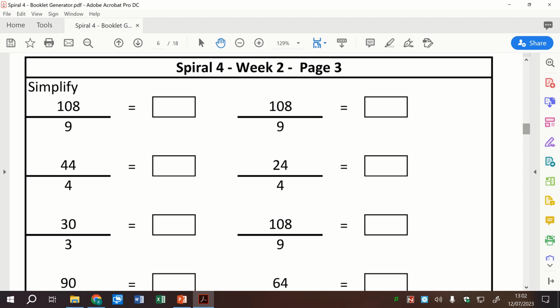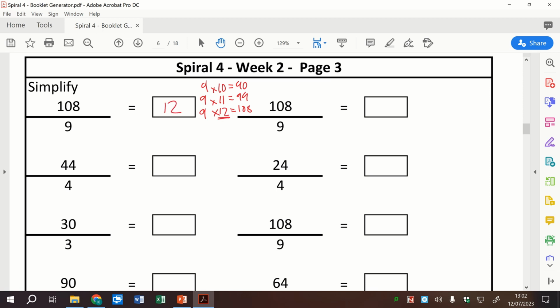So 108 divided by 9. So where does 108 come in the 9 times table? Well, let's just do a little checkup over here. I know that 9 times 10 equals 90, and 108 is bigger than that. I know that 9 times 11 is 99. I know it's bigger than that. So 9 times 12 is 108. So that's my answer. The answer is 12.